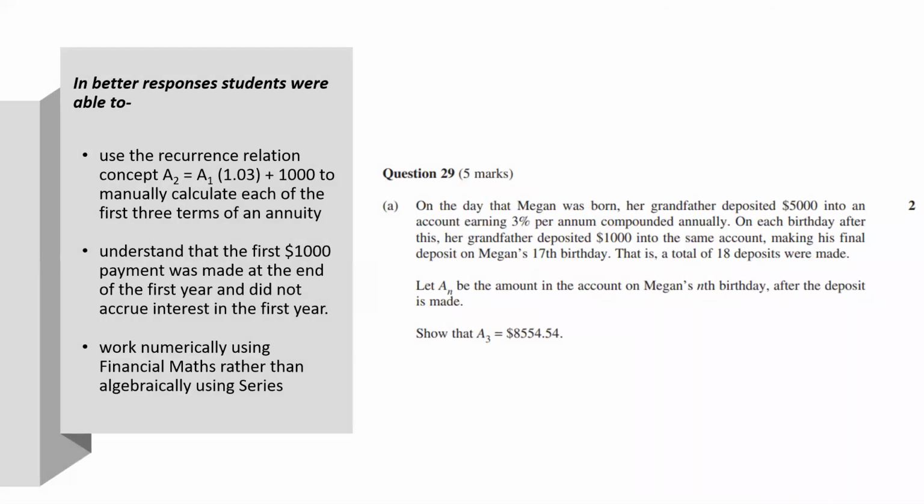The better students were able to use the recurrence relationship and manually calculate each of the first 3 terms of the annuity, and the students who used this approach very rarely had any difficulty. They understood that the first $1,000 payment was made at the end of the first year and did not accrue interest in the first year. So reading the question very carefully and making sure they understand when the interest was being applied and then when the payment was being made.